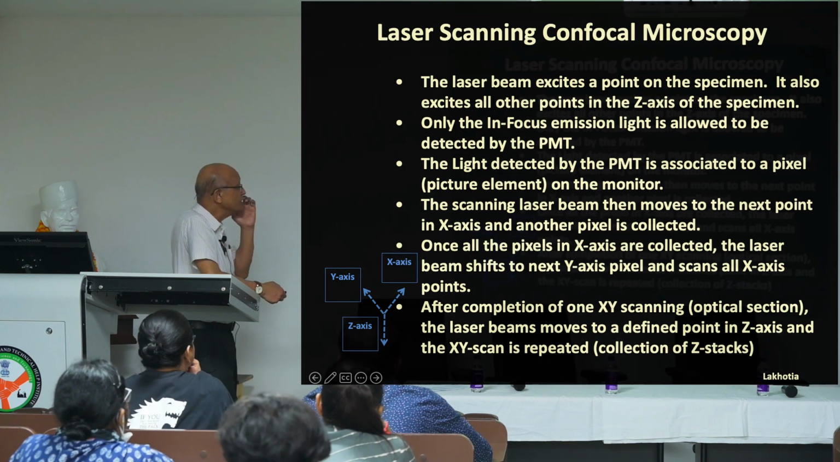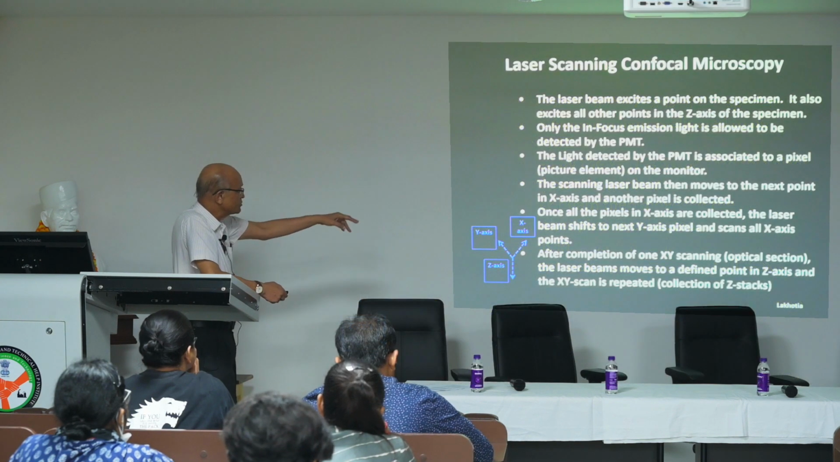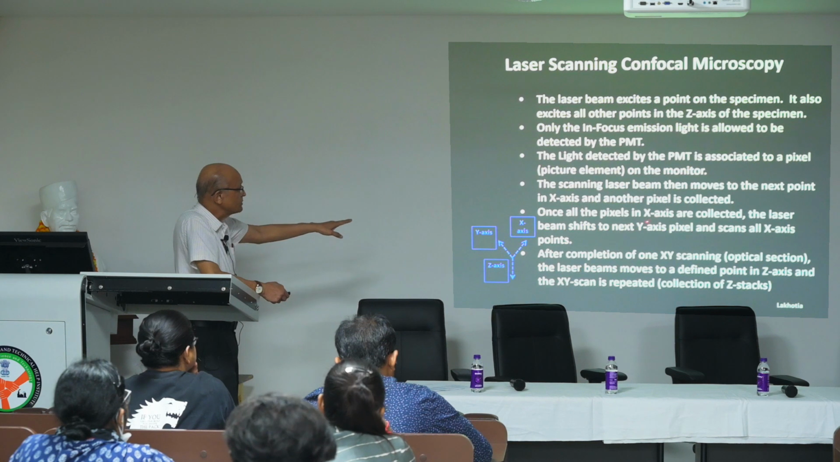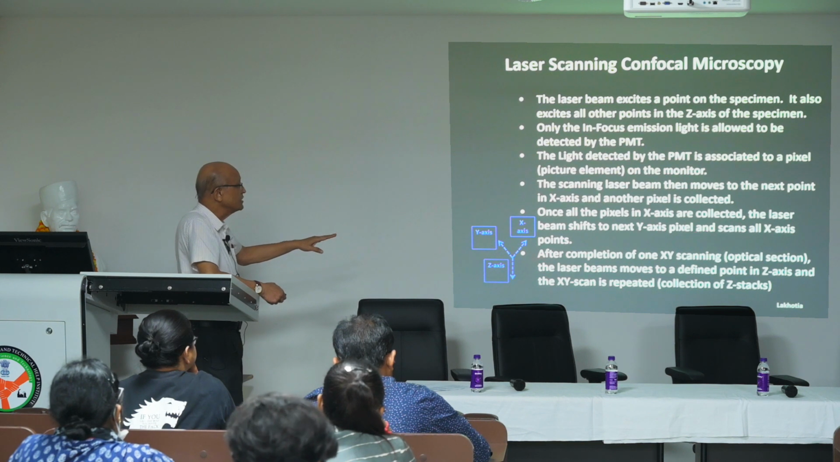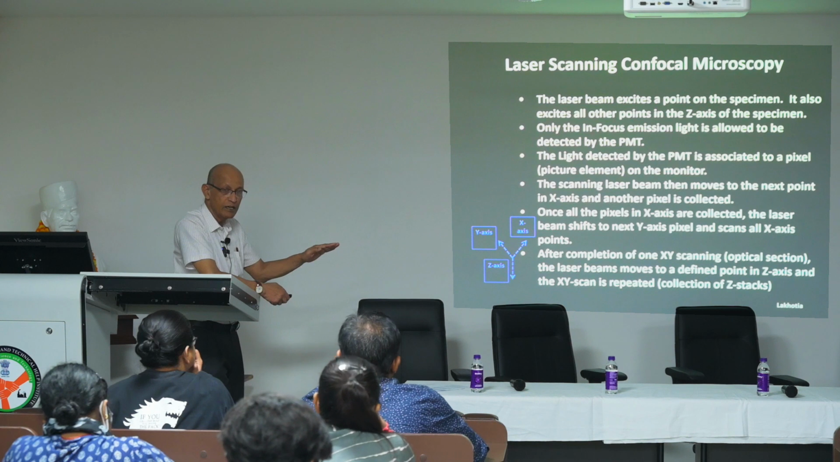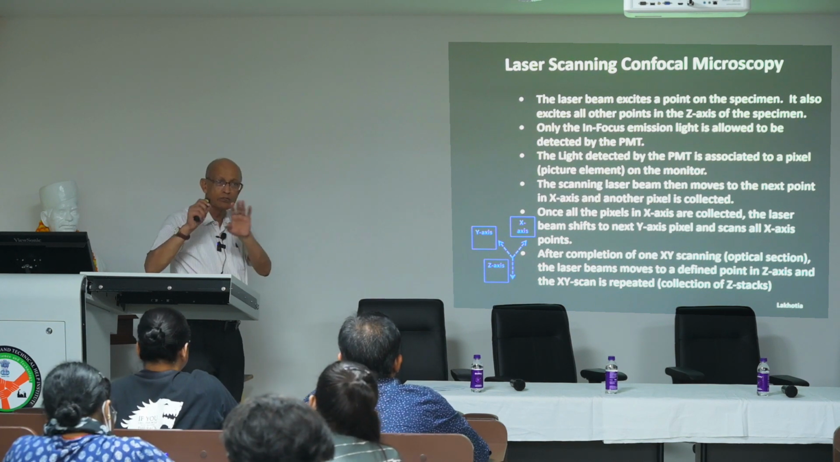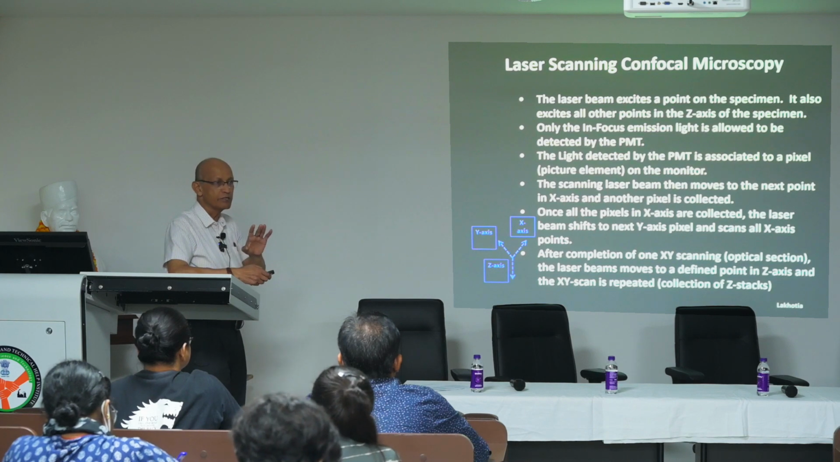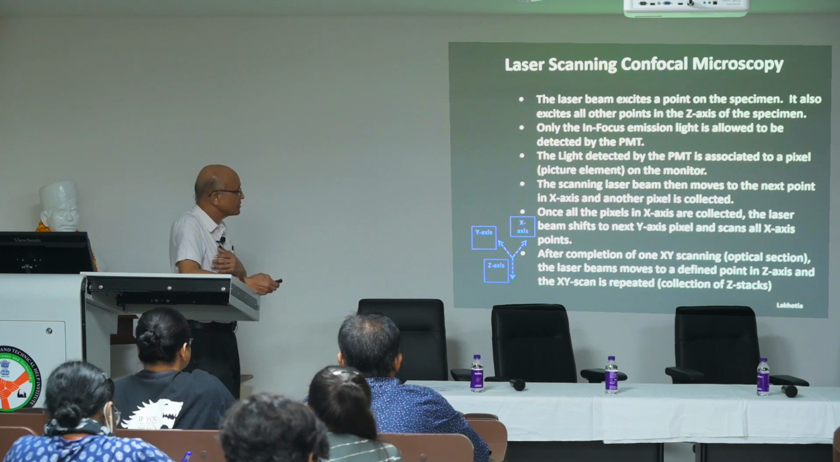That's why it's called a scanning confocal microscope. So that's what it says: once all the pixels and axes are collected, the laser beam shifts to the next y-axis pixel, scans all axis points on that, and after completing this, it moves to the z-axis and does that. The PMT sends its signal to the computer, and the computer software stores all the point information and then can generate the image that you begin to see.